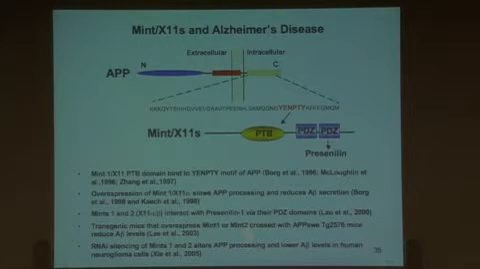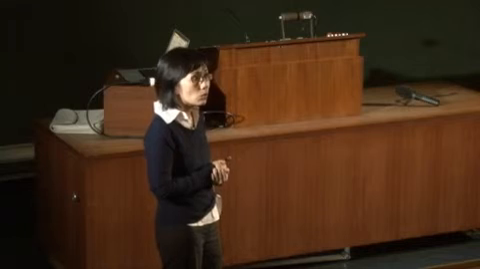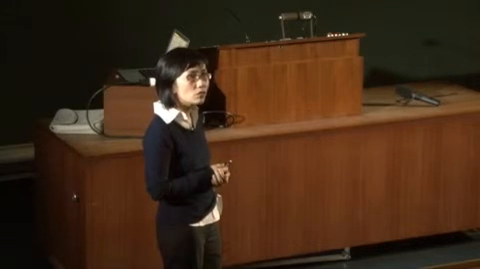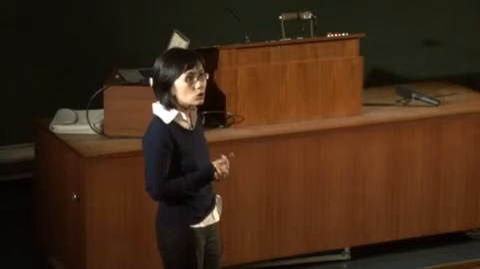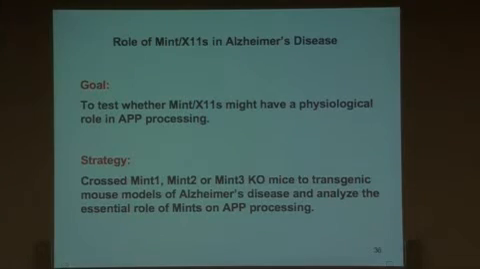So, for example, if you overexpress MINT X11, they reduce A-beta secretion. However, if you silence by RNAi or delete the MINT proteins, they also lower A-beta levels. So what is really going on? So we took advantage of our knockout system and crossed it to the APP transgenic mice that overproduce A-beta peptides. So the goal was, do the MINT proteins have a function in relation to APP processing? And the strategy was to take these knockout mice and cross them to the APP transgenic mice.